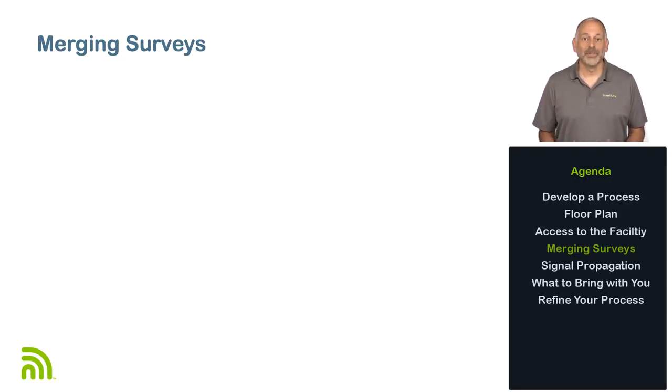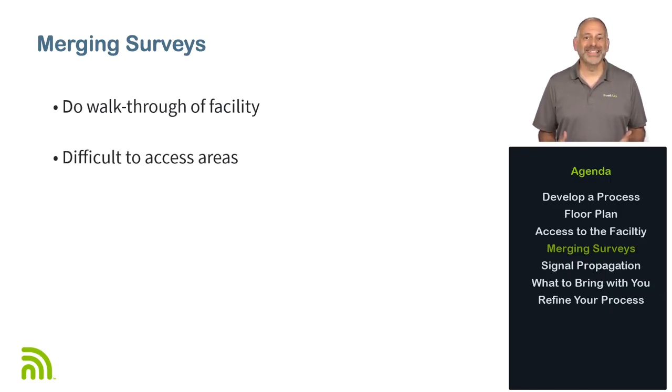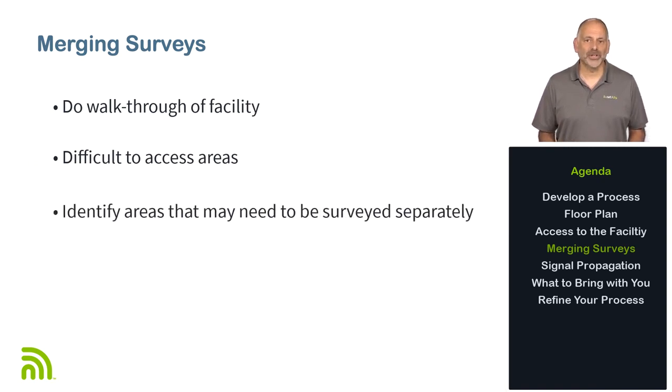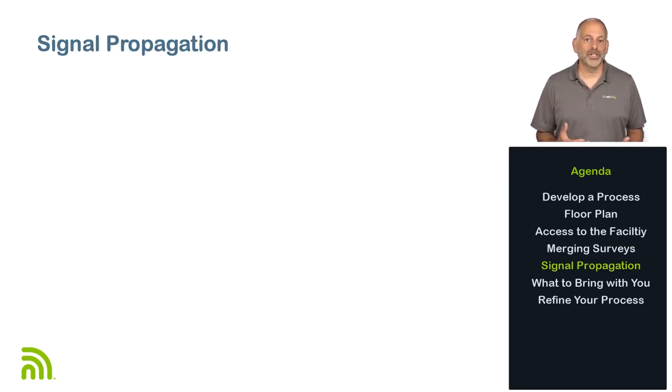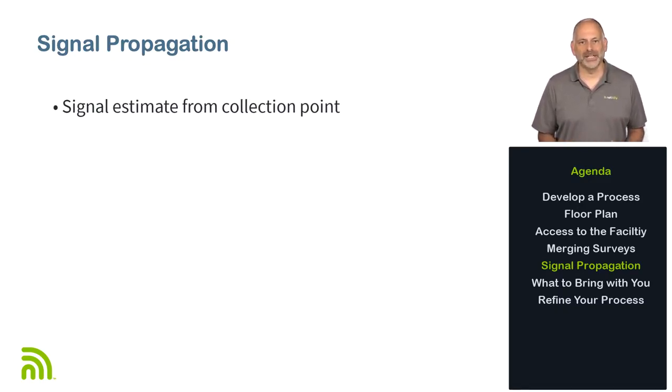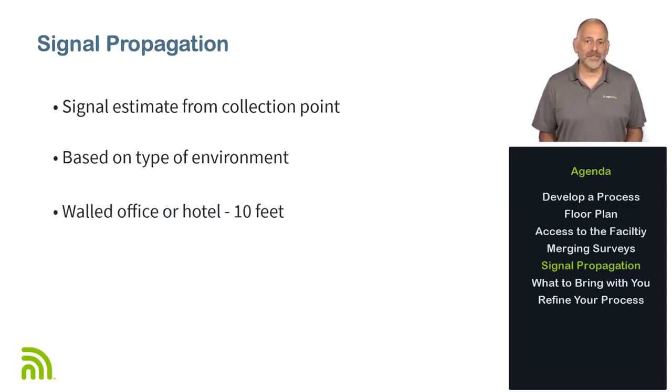Before you start the survey, it's a good idea to walk through the facility. This will give you an opportunity to identify any areas that may be difficult to access and provide a good overview of the space. One of the parameters you'll need when setting up the survey is signal propagation. This is the distance from the collection point where AirMapper estimates the RF signal quality. The correct signal propagation setting is based on the type of environment you're surveying. For example, if you're in an office space or hotel, you might want to use a signal propagation radius of 10 feet or less.